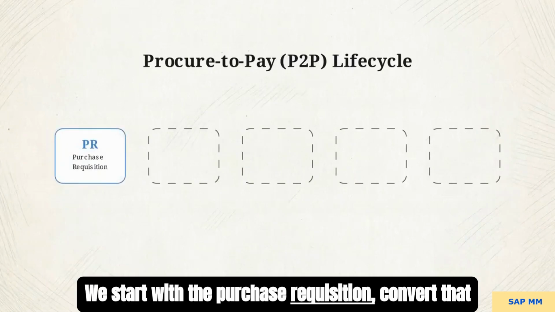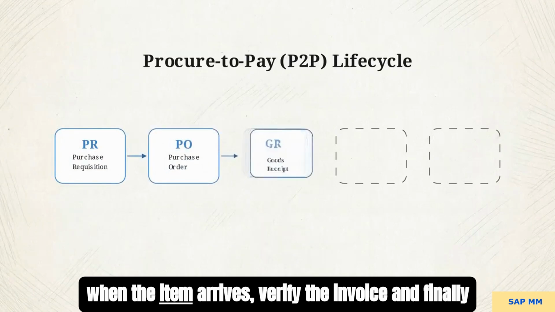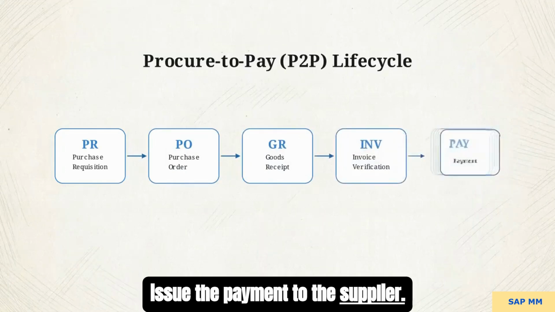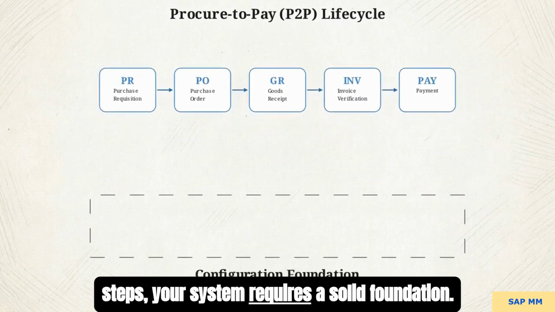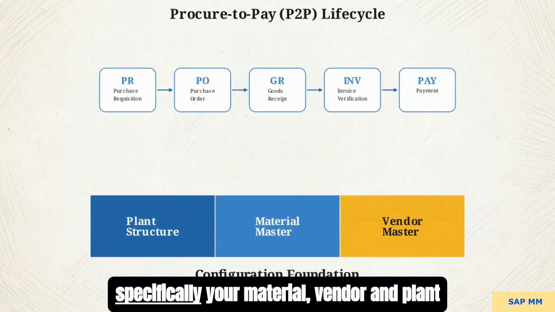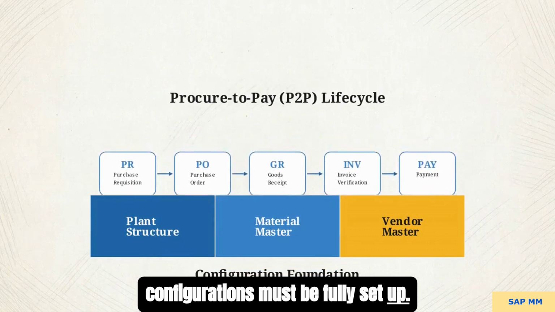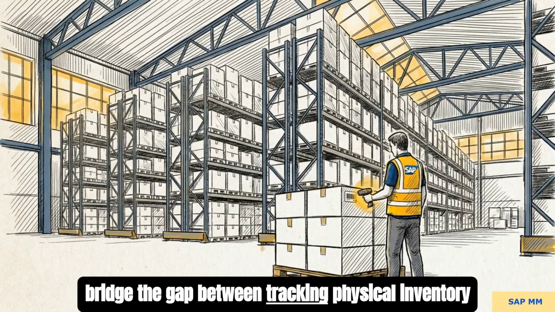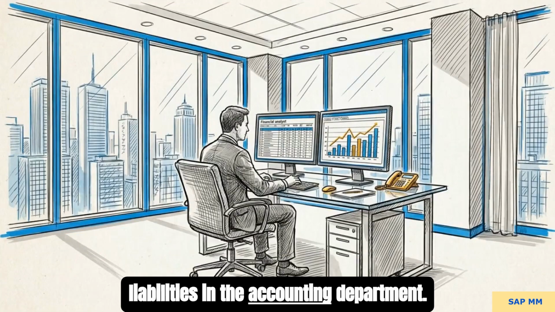We start with the purchase requisition, convert that into a purchase order, register the goods receipt when the item arrives, verify the invoice, and finally issue the payment to the supplier. But before you can execute a single one of these steps, your system requires a solid foundation. Your enterprise structure and master data, specifically your material, vendor, and plant configurations, must be fully set up. Running this exact sequence is how businesses bridge the gap between tracking physical inventory in the warehouse and managing their financial liabilities in the accounting department.